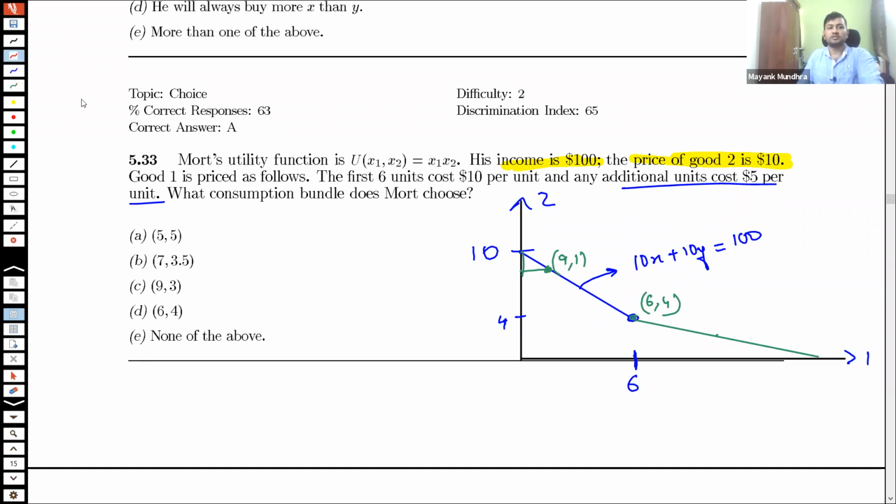So we have been asked what consumption bundle does Malt choose? The important thing here is drawing the budget constraint, because the budget constraint is no longer a straight line. It is going to be kinked here. So now I want to find out which point he will consume.